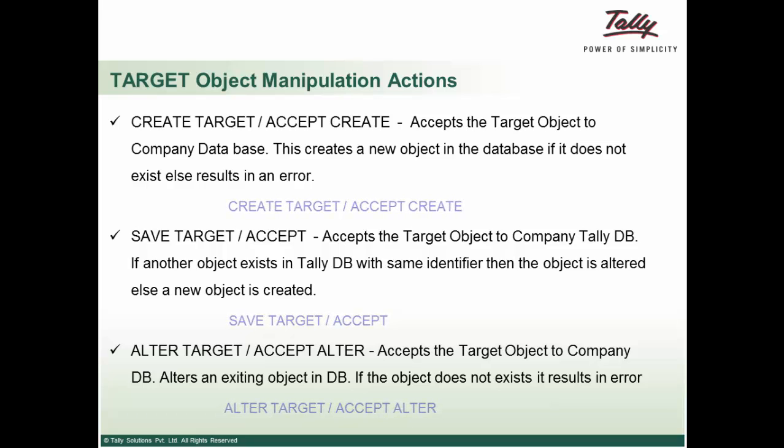Alter Target accepts the target object to the company for alteration. So if the object does not exist, it results in an error. So in cases where Create Target is mentioned but the object exists, it's an error. In case Alter Target is mentioned and the object does not exist in the database, then it results in an error.